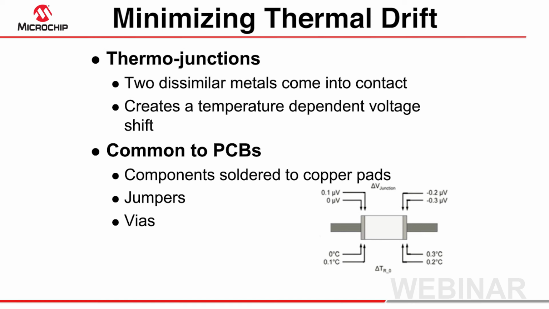The thermal junction voltage effect is roughly proportional to the difference in temperature between the ends of the resistor. Assuming a temperature gradient of 0.3 degrees Celsius across the resistor, this results in a temperature drift around 1 microvolt per degree C change, which is much higher than the drift of a typical zero-drift amplifier.